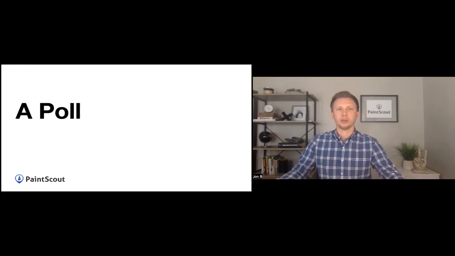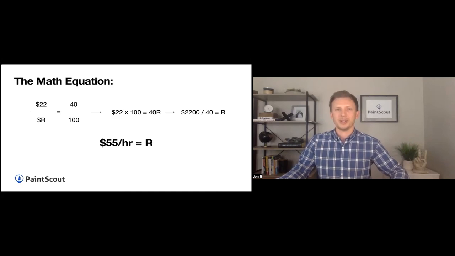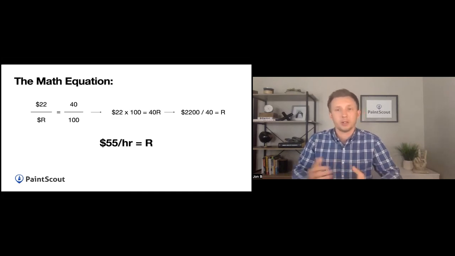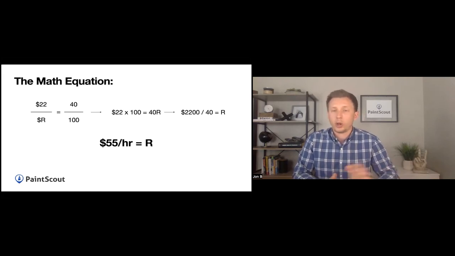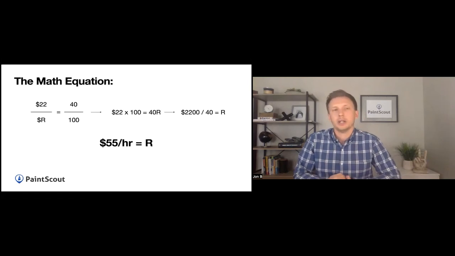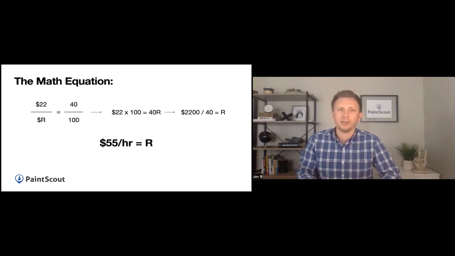Oh, we already did the poll. Okay, so let's take a look at the math equation. This will give you a sense of how to do this. And I'll walk you through it, and then I'm going to go through just a couple of things that are really important. So this is cross multiplication. It's grade 9 math. I'm sorry if this brought up some PTSD for you, but we're here. We're going to do this together.